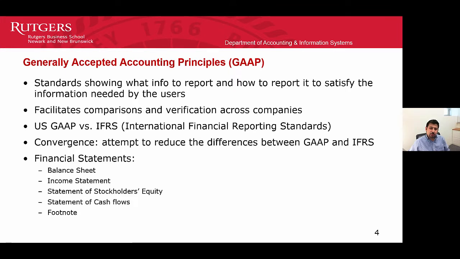Now, the difference between US GAAP and IFRS is detailed in the book. Basically, US GAAP are the standards used by public organizations in the US, while IFRS, or International Financial Reporting Standards, are used by public organizations outside the US. There's a trend recently of minimizing the gap between US GAAP and IFRS, and this is what they call convergence. They're trying to minimize the differences between the two types.